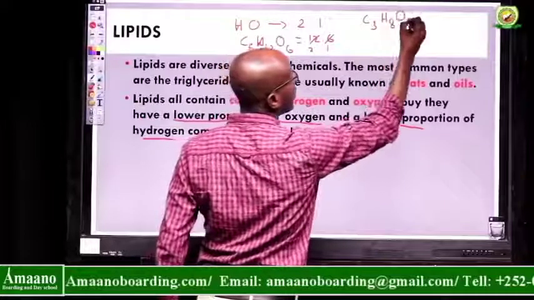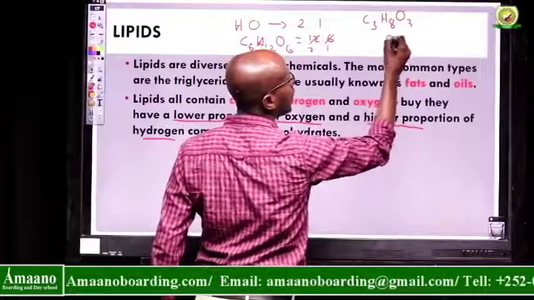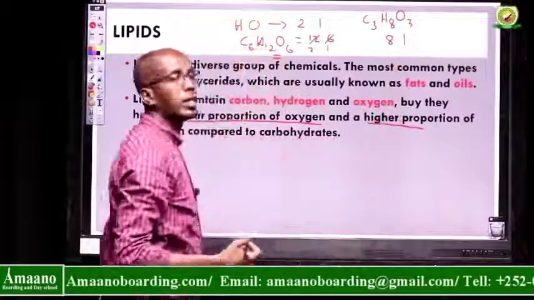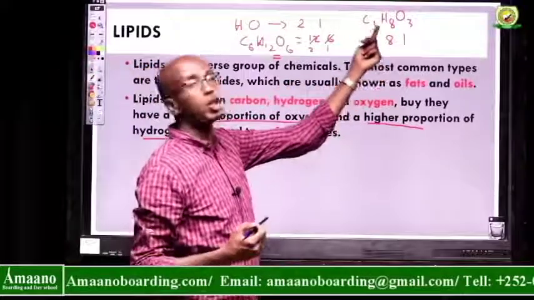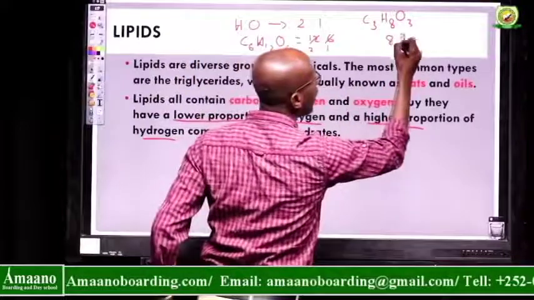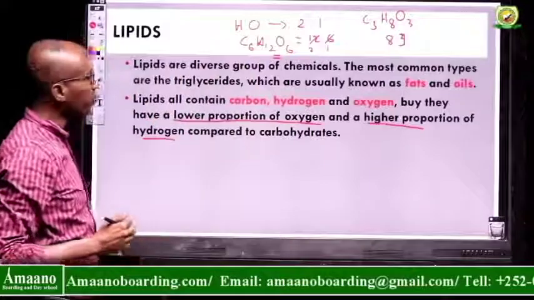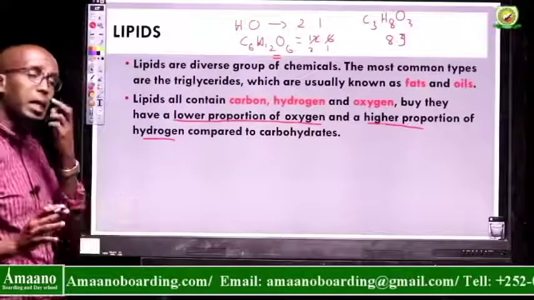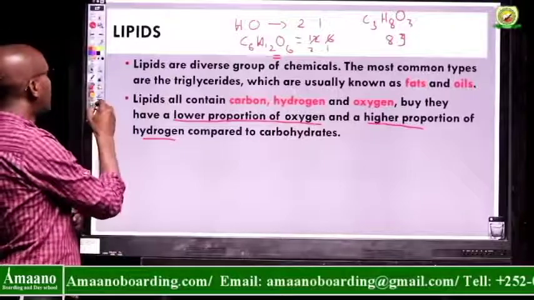So the ratio between hydrogen and oxygen is going to be 8:1. So you see, please, they have a higher proportion of hydrogen and lower proportion of what? Oxygen. So that is the difference between carbohydrates and lipids.